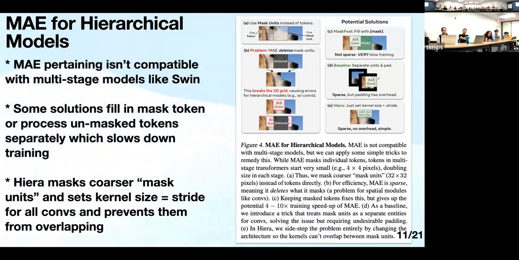So pretty much, for efficiency, MAE is sparse. It deletes what it masks. So keeping the mask tokens fixes some issues with other models, but essentially it really slows things down. But they introduced a trick that treats the mask units as separate entities for convolutions, solving the issue, but requiring undesirable padding. In Hiera, we sidestep the problem entirely by changing the architecture so that the kernels can't overlap between mask units.